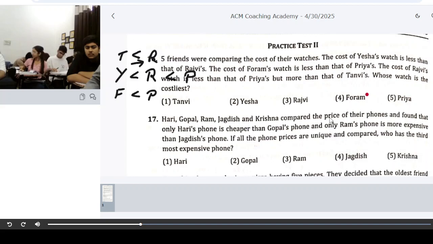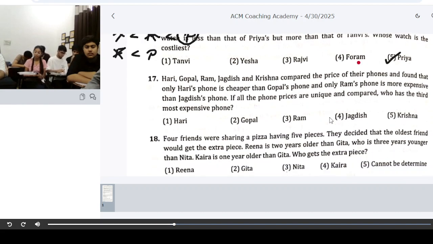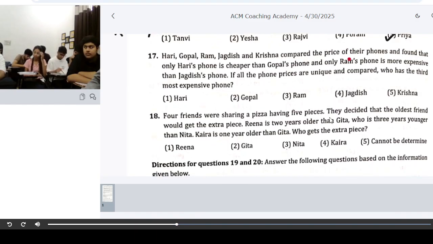Now the question is, whose watch is the costliest? There are 5 friends. Out of 5, we can easily see Y is less than R, so that can't be my answer. F is also less than P, so that also can't be my answer. R is less than P, so R is also not the answer. The 4 friends who are eliminated, that means Priya has the costliest watch. So the answer is going to be Priya. Devdeep, is this clear? Okay. Look at the next question.